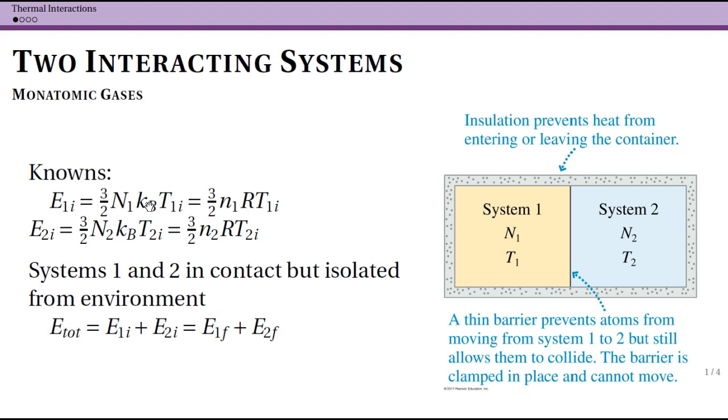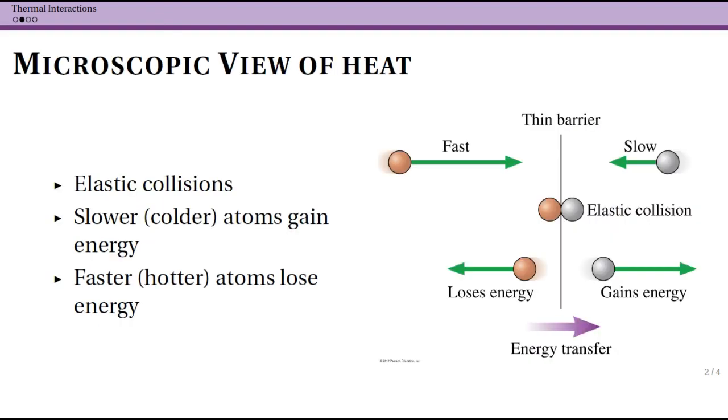So again, initially we can phrase this either in terms of our Boltzmann constant and the number of atoms, or the number of moles and the gas constant. Once we know that they're in contact but isolated from the environment, we know that our total energy is conserved: we can transfer energy from one system to the other, but energy can't actually appear or disappear. So the sum of our two initial energies must equal the sum of our two final energies.